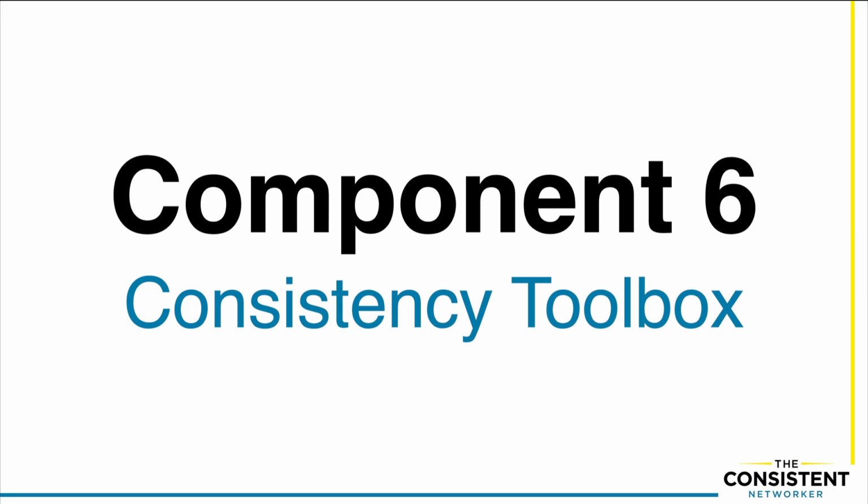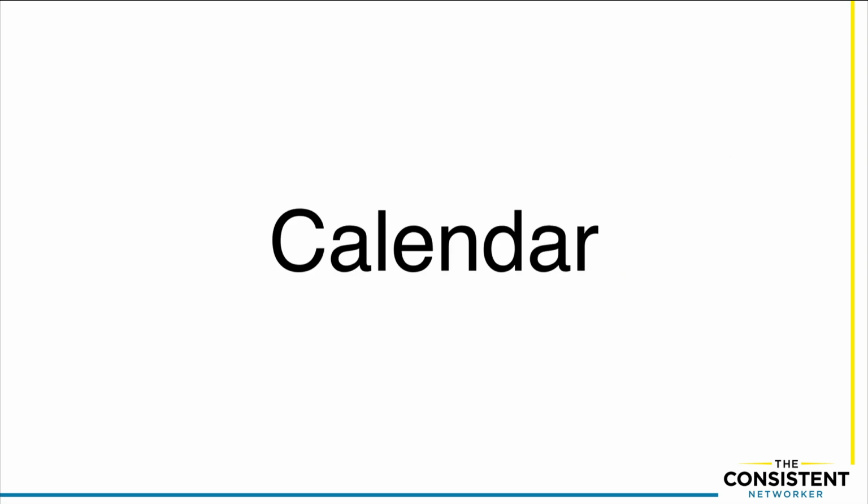Component number 6 is the consistency toolbox. If you want to stay consistent, you need to use tools. Here's some tools that I recommend. Number 1, these are all free tools, by the way. You have to use a calendar. We talked about it in component number 2. You got to create and schedule the time. You need to block it off. If it's not in the calendar, it's not going to happen.